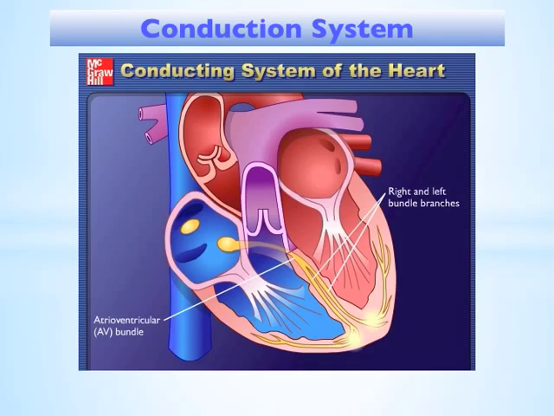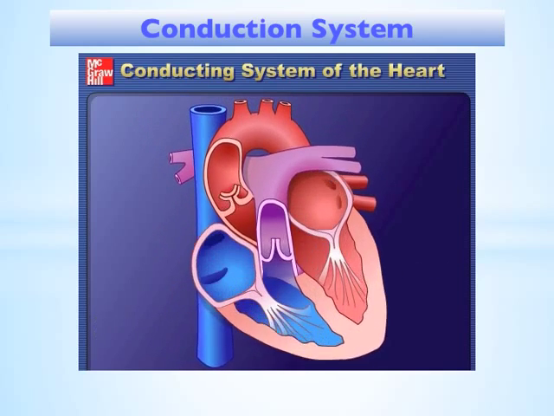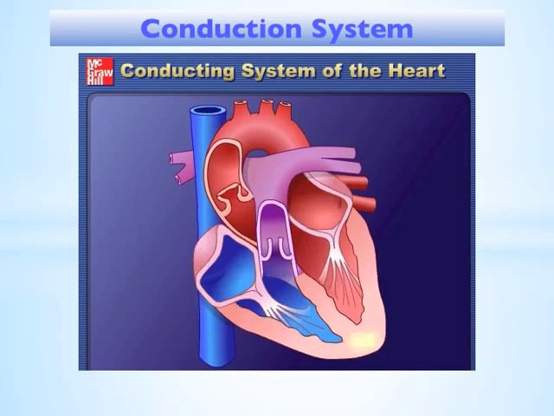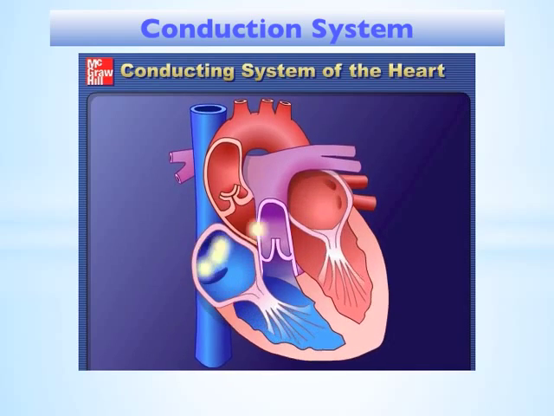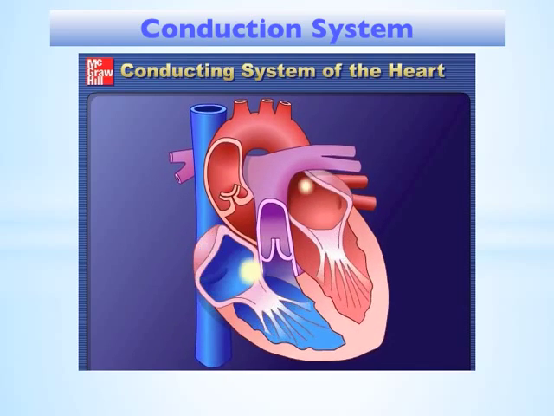Action potentials are carried by the Purkinje fibers from the bundle branches to the ventricular walls. The rapid conduction from the atrioventricular bundle to the ends of the Purkinje fibers allows the ventricular muscle cells to contract in unison, providing a strong contraction.